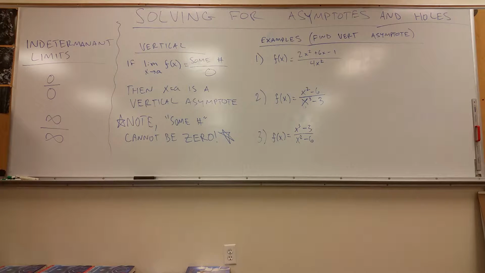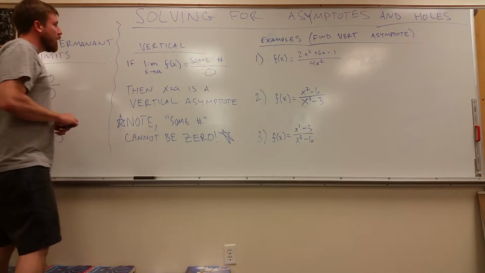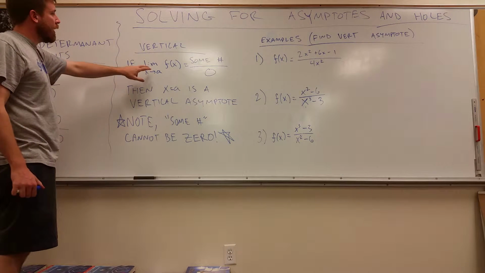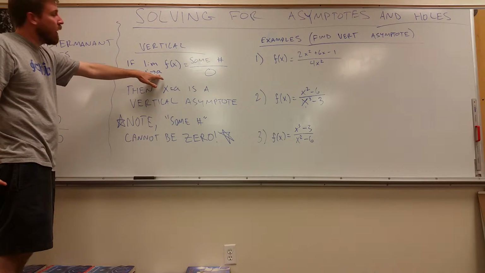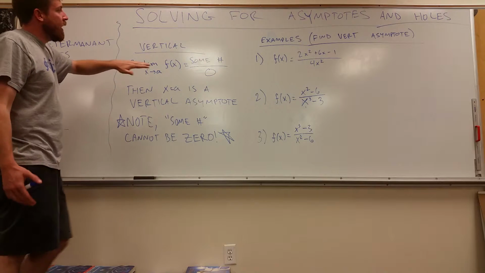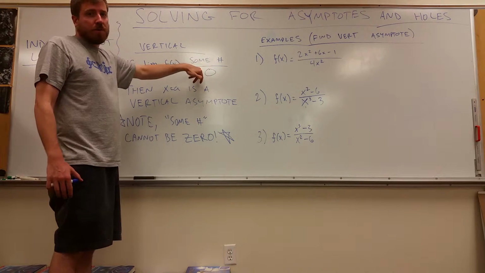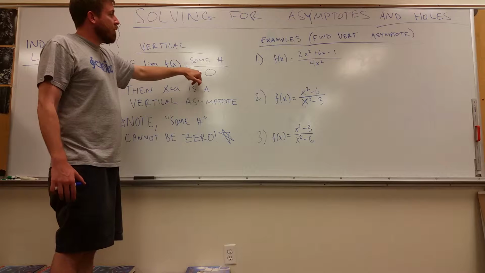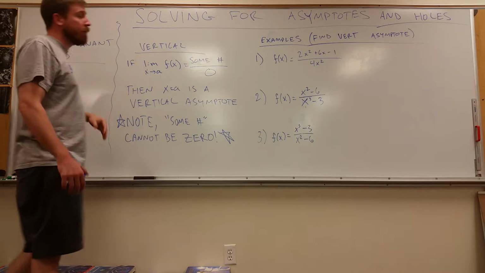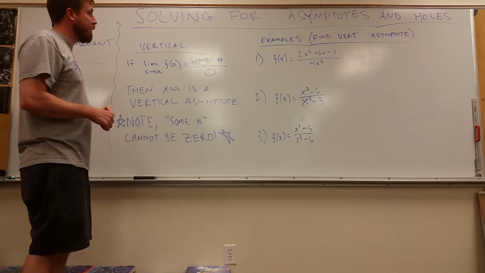All right, so now we're going to talk about solving for vertical asymptotes. A vertical asymptote is basically if we take a limit as x goes to some value, we'll call it a. If that equals some number over 0, then that's going to be a vertical asymptote. Remember, anything over 0 is undefined.